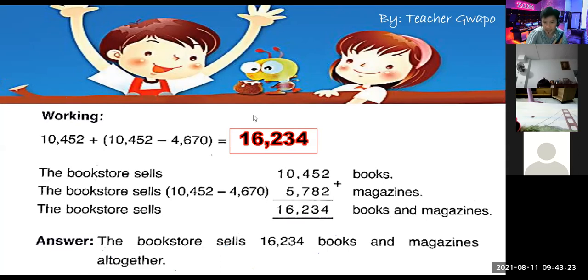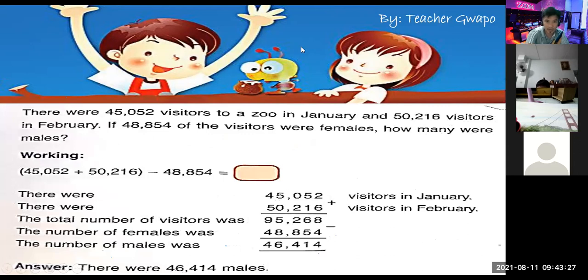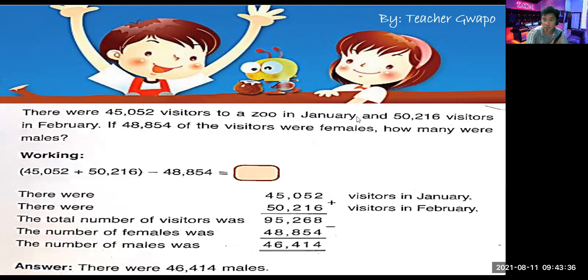Now here, second example. In the second example, it's all about the number of visitors in the zoo. Right here, you can see it here. There were 45,052 visitors to a zoo in January. Now you have to listen carefully, because in your test, I am going to use these questions. Okay, so you might write the answer like this: there were 46,414 males, or you have to write the mathematical sentence and then the answer.